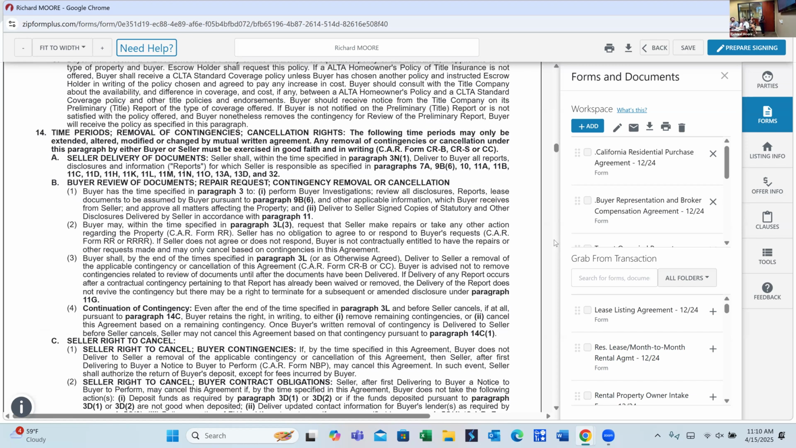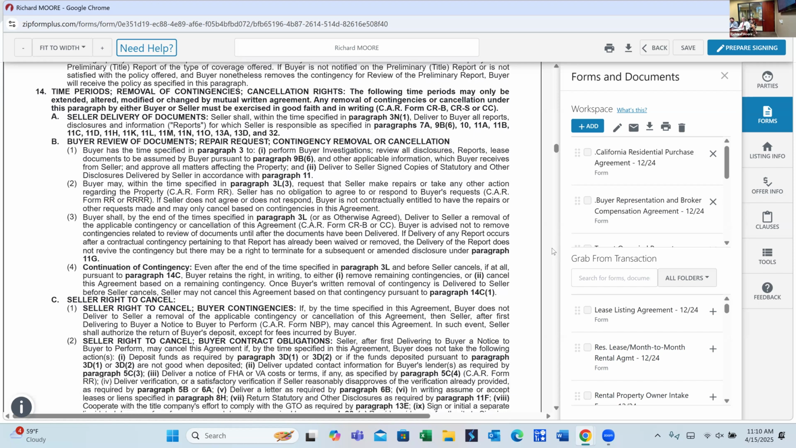Section 14, time frames, removal of contingencies. So in the preceding paragraphs, each line item has a specific time frame for the contingency. So you can change that. If you're a seller, the only way you can force somebody to remove a contingency, first of all, you need to give them all the disclosures necessary. And then let's assume you've given them all those disclosures, and we're at day 17, which is the full time frame. The buyer has not removed their contingencies.